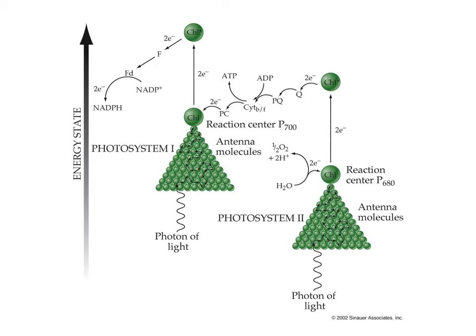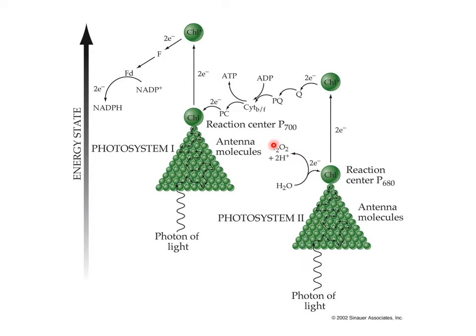So the production of NADPH involves the loss of 2 electrons. And so those electrons lost by photosystem 1 are replaced by photosystem 2. And that occurs through the cleaving of water molecules. So for every 2 molecules of water that are cleaved, electrons are released and one molecule of oxygen is released to the atmosphere.